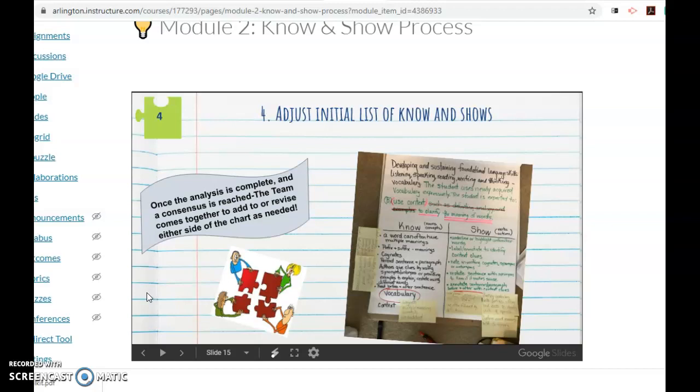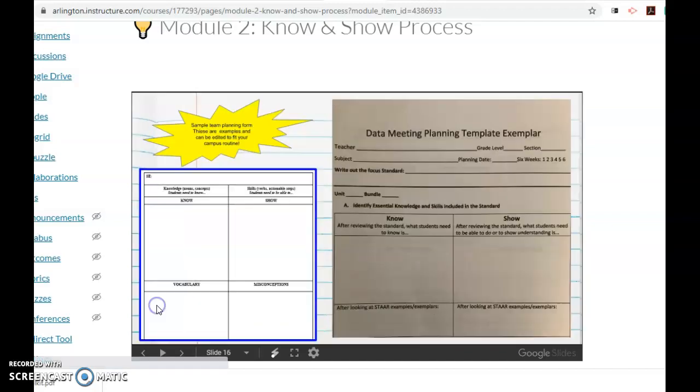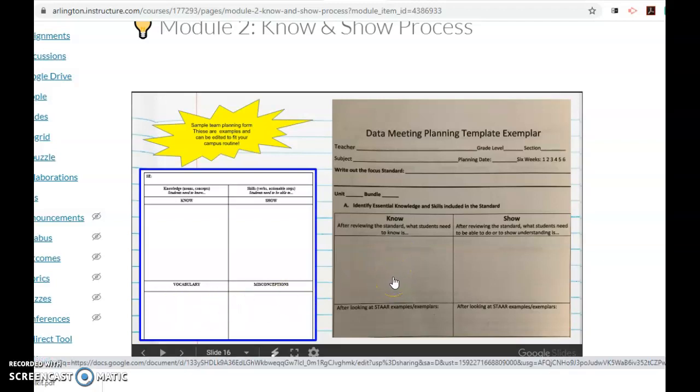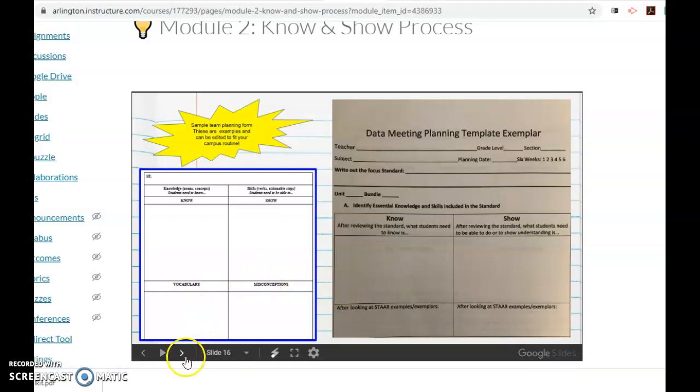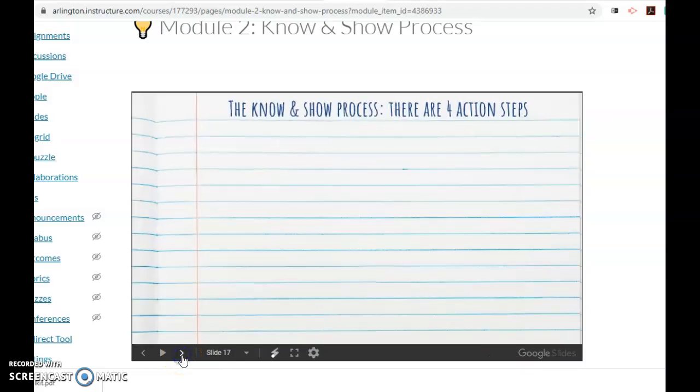And that's one important point that I do want to make, is that this whole process is not teachers working in isolation, but this from start to finish should be a collaborative project with your grade level team. Here are some sample forms that you might use as you're planning through this process. This form has a link. You're welcome to download it, adapt it to use for your campus.